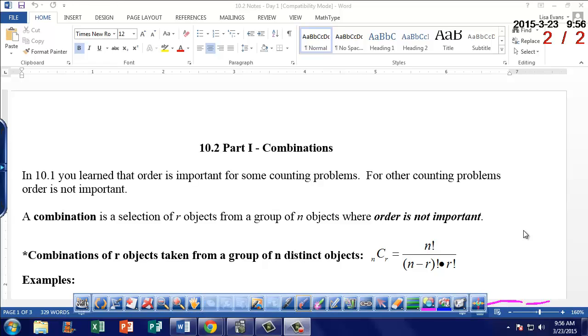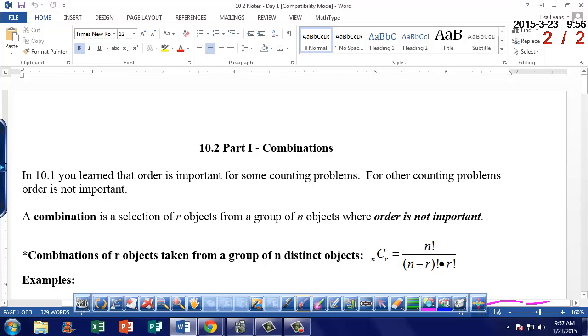Hello, today we're doing lesson 10.2, part 1, called combinations. In 10.1, you learned that order is important for some counting problems. For other counting problems, order is not important. A combination is a selection of R objects from a group of N objects where order is not important.